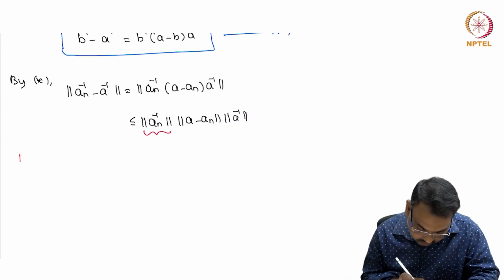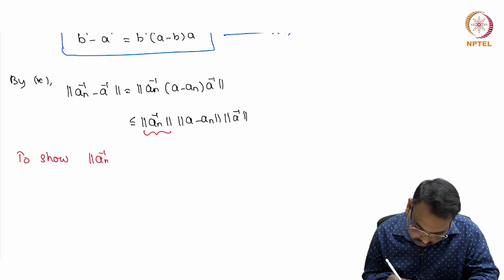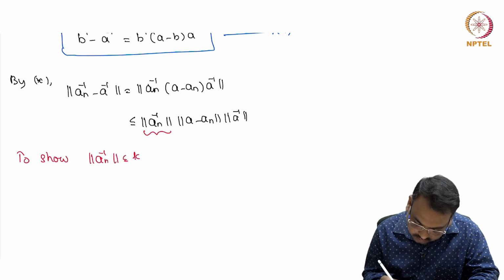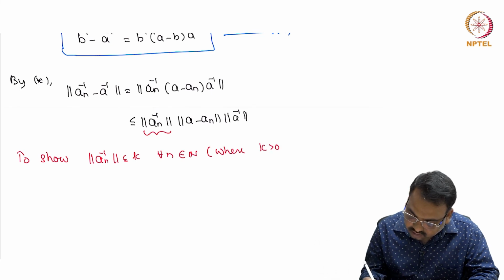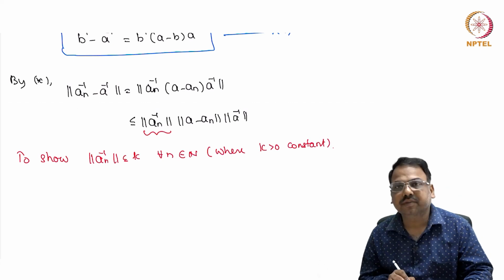So to show that norm of A_n inverse is less than or equal to k for all n, where k is a positive constant. So this is what we want to show.